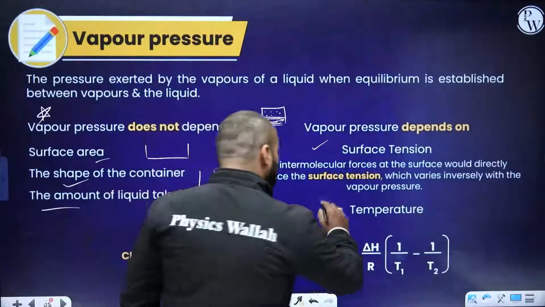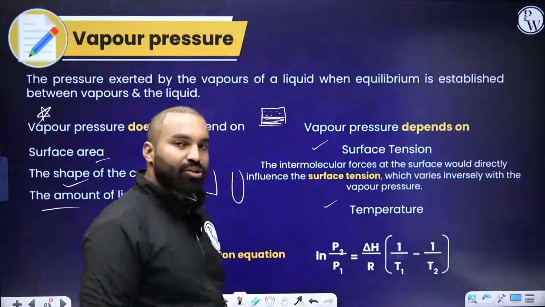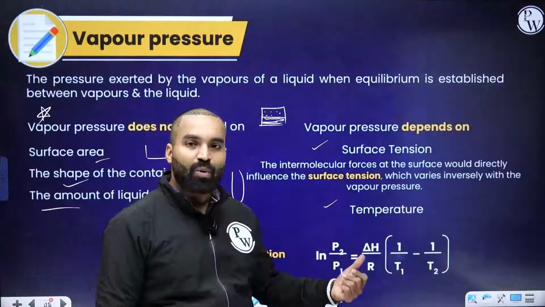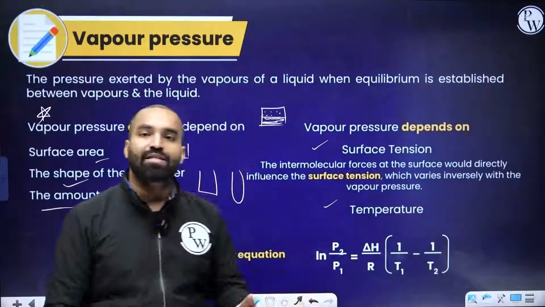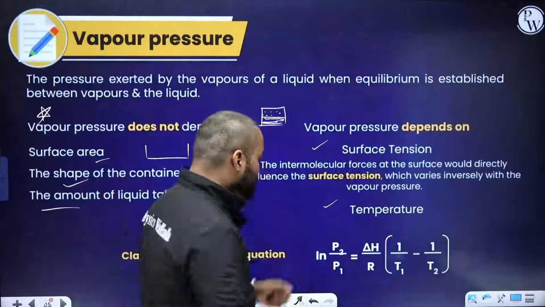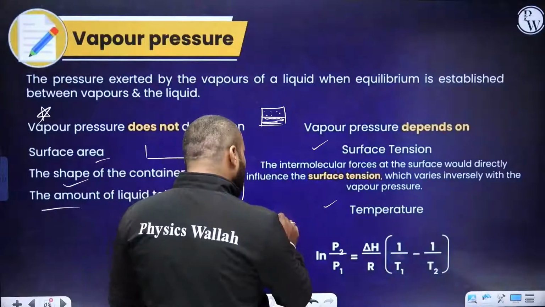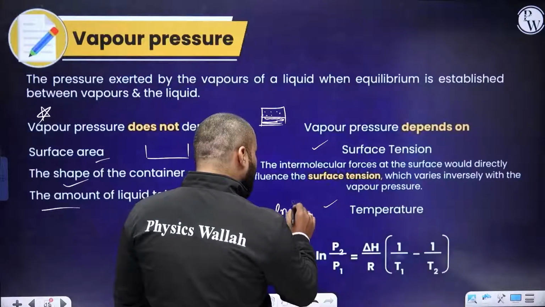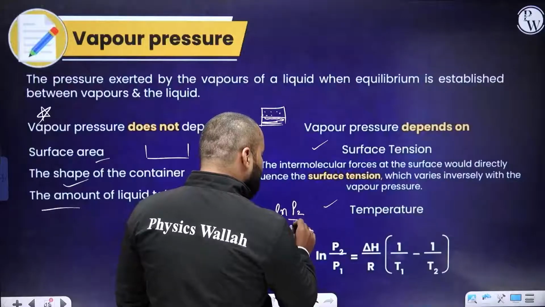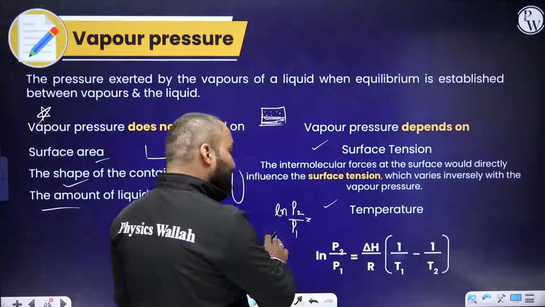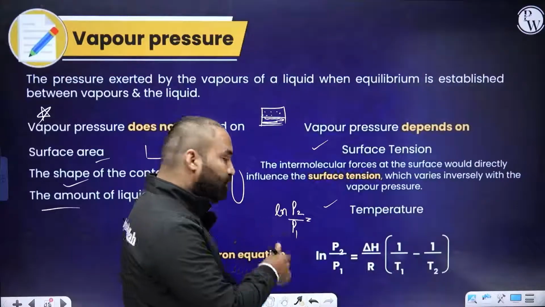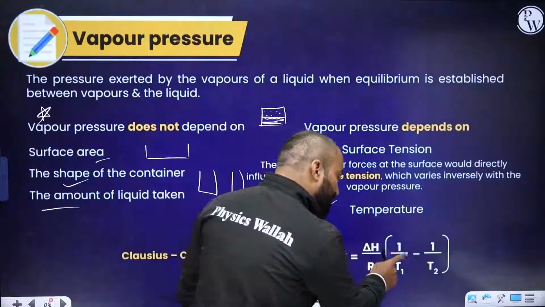Okay. What is the effect of temperature? This is known as the Clausius-Clapeyron equation. This helps us in finding out how the vapor pressure is actually changing with the temperature. So you just need to remember this: ln of P2 divided by P1. What are T1, T2 and P1, P2? These are the temperatures, T1 and T2, and these are the vapor pressures, P1 and P2. P2 is the vapor pressure at temperature T2, and P1 is the vapor pressure at temperature T1.